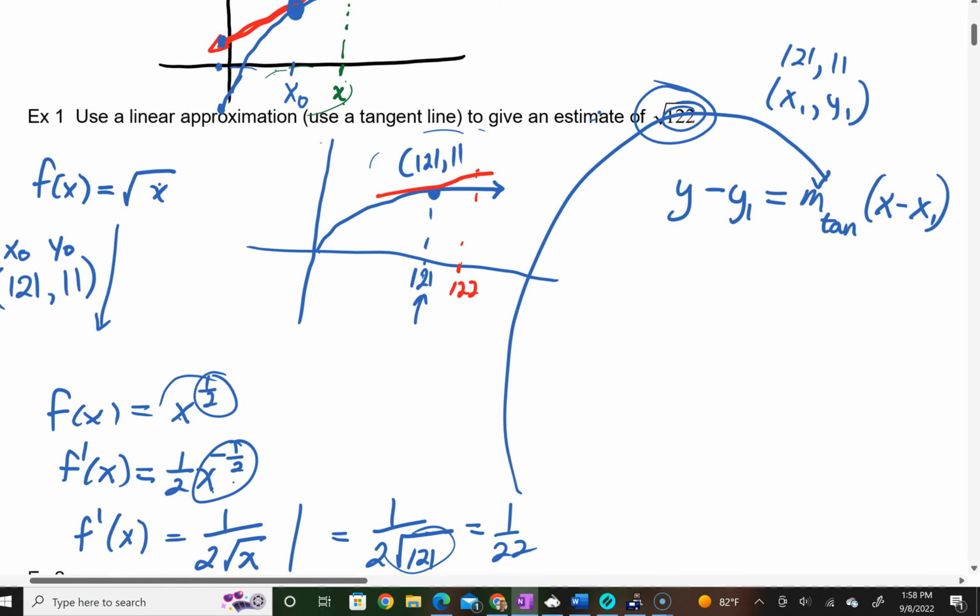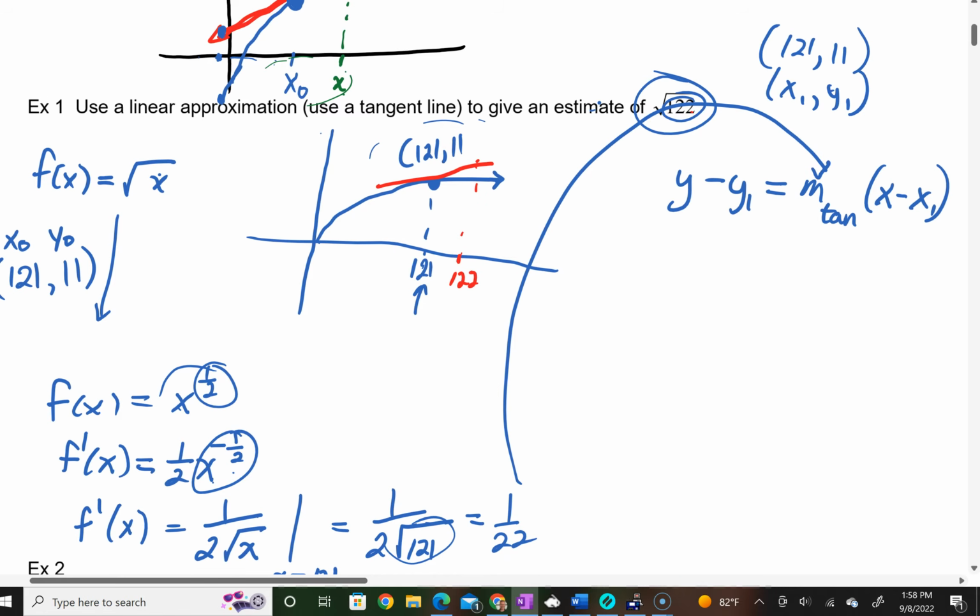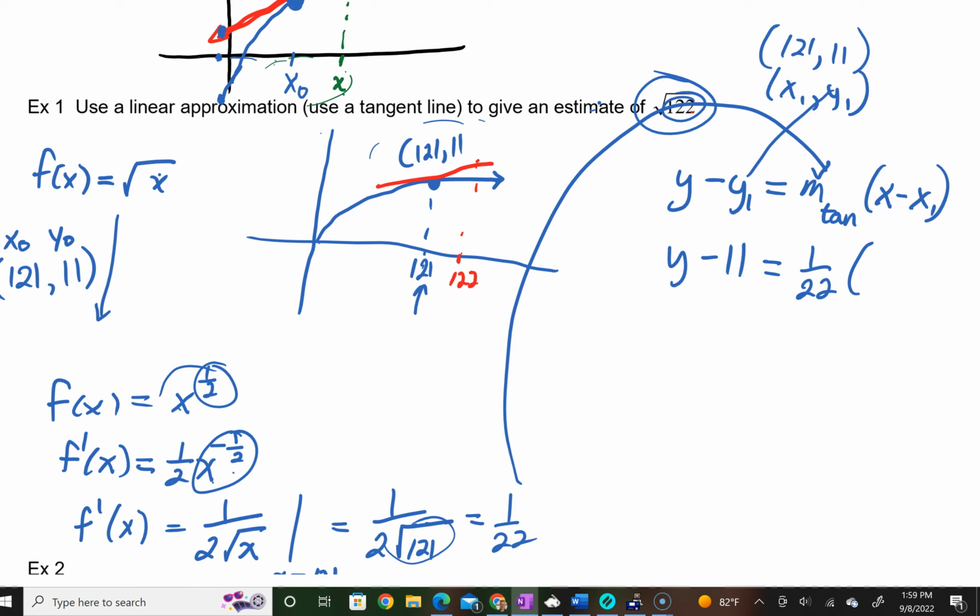So let's come back over here and see my y1 is going to be 11. My tangent line slope is 1 over 22. My x1, this is where my point of tangency is, it's going to be 121. So we have this right here. This would be the equation of that red line.